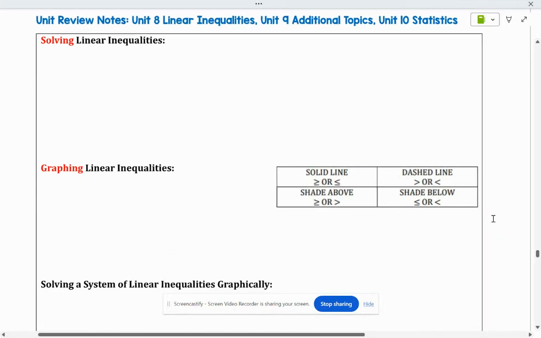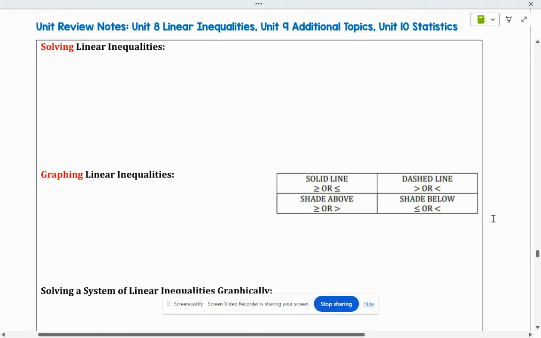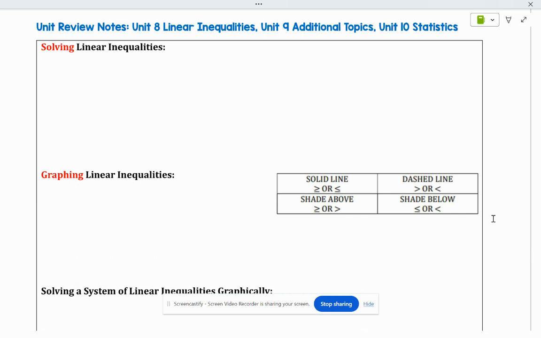Okay, hello. This is our review for Unit 8, 9, and 10. Here we go. Solving linear inequalities. What does the word linear mean? Linear means you're going to be graphing a line. Inequality means you're going to be shading the desired solution area.